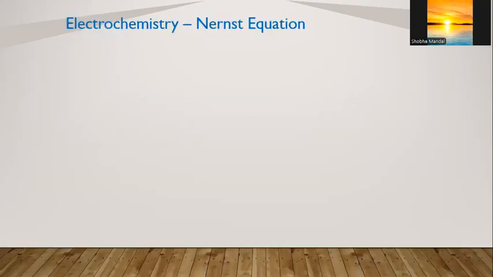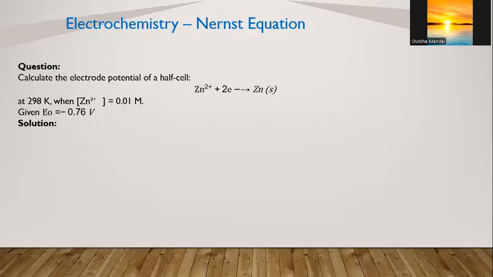Another question is based on the Nernst equation. Let's see the question first. In this question, we have to calculate the electrode potential of this half cell. We know that the standard potential is given, so using the Nernst equation, we have this formula.